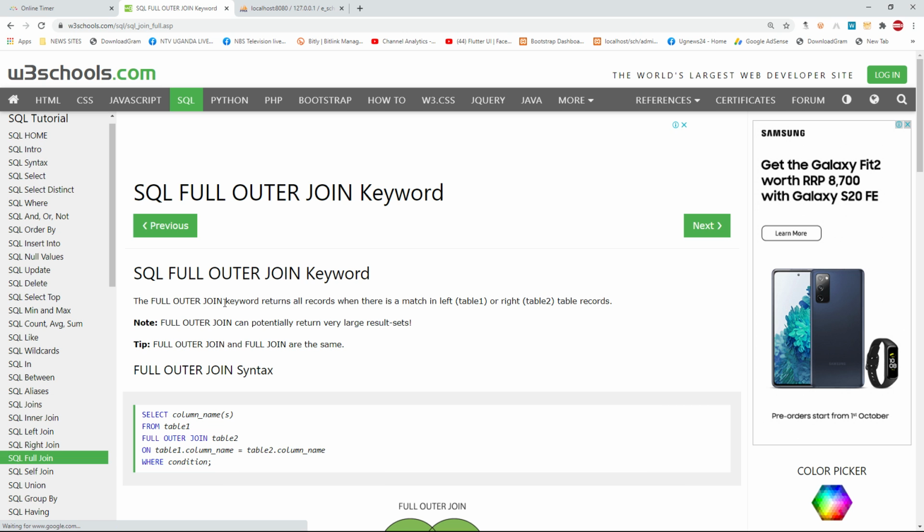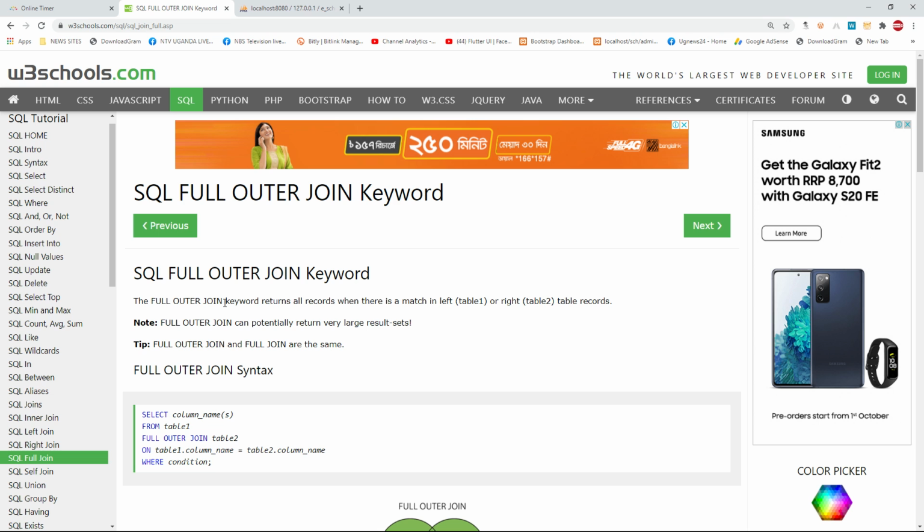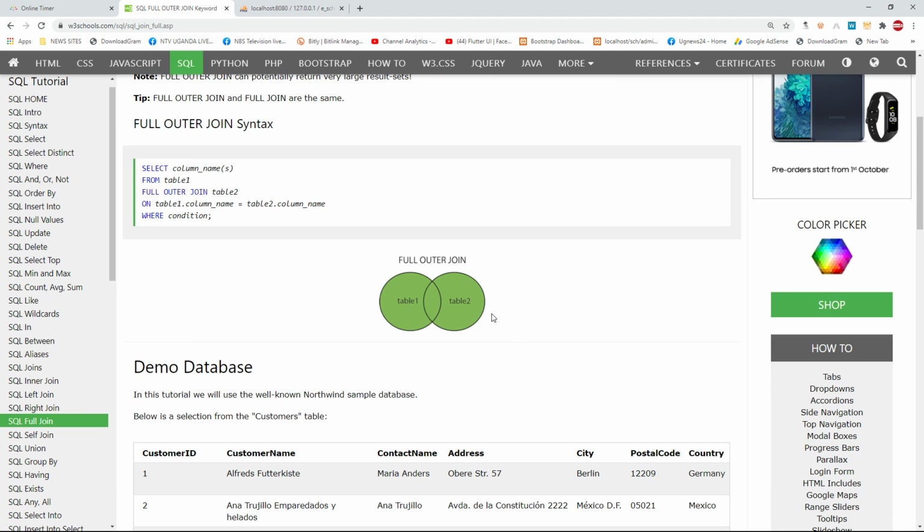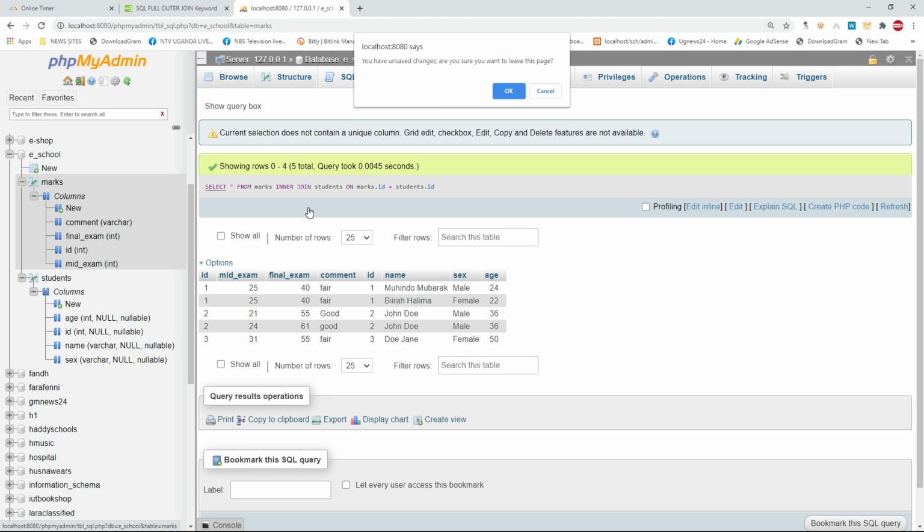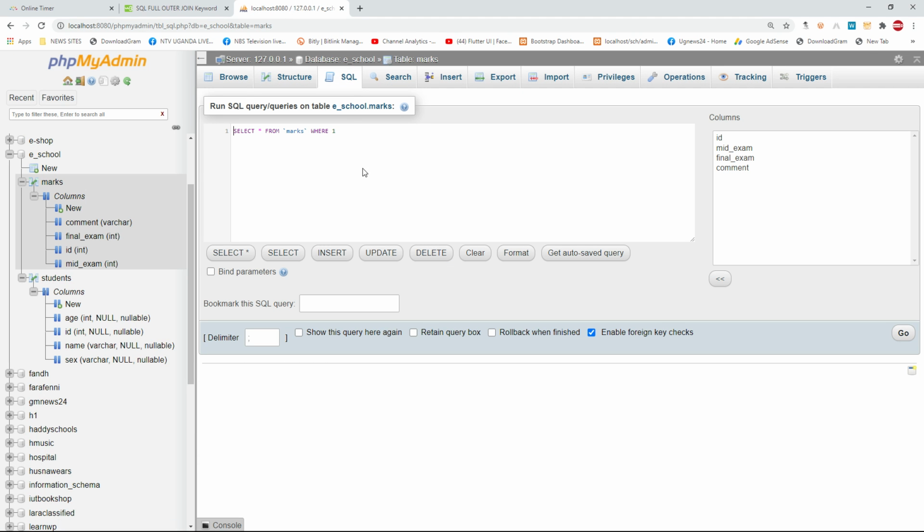So the full outer join returns the records when there is a match in the left table or in the right table records. Full join potentially returns large result sets. The full outer join and full join are almost the same. Even the inner join is almost the same. It returns all of them. So if I come here, I can as well run the full join by doing like this.